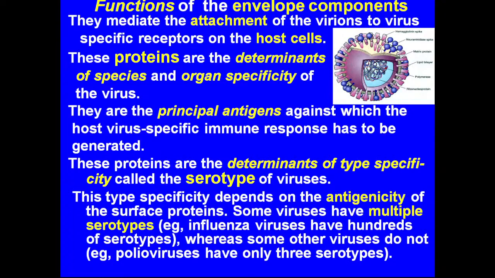They have the receptor function. They determine the organ specificity because they bind with the cell surface receptor with the help of surface glycoproteins, but not with the help of the capsids. And also the surface antigens, glycoproteins, serve as principal antigens of the enveloped viruses.